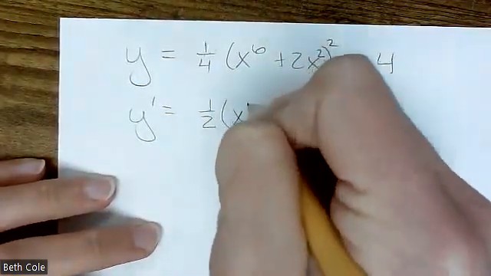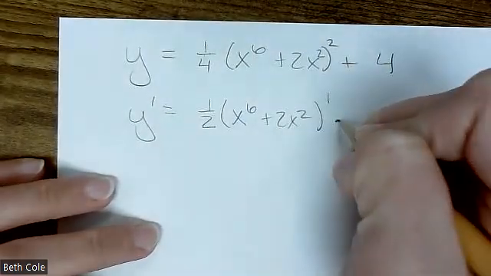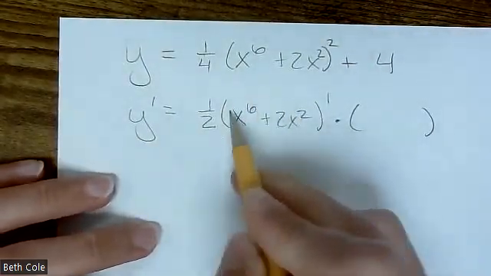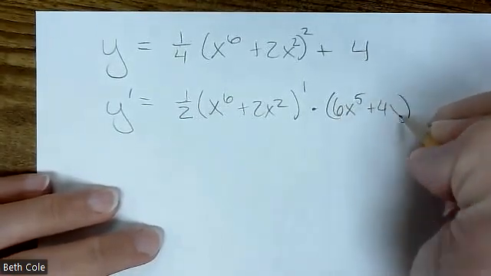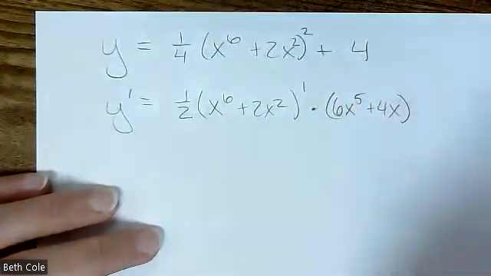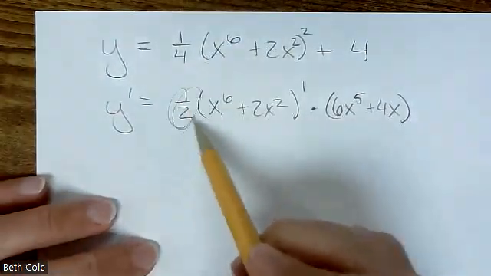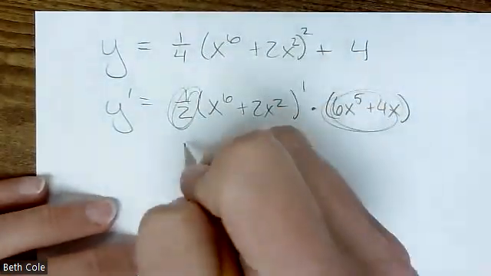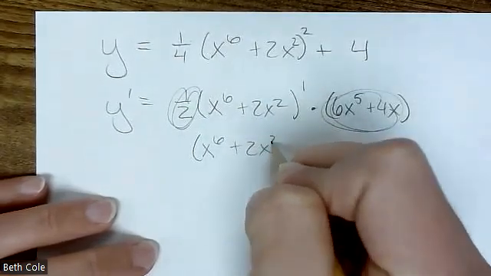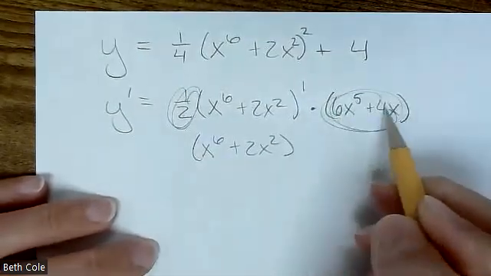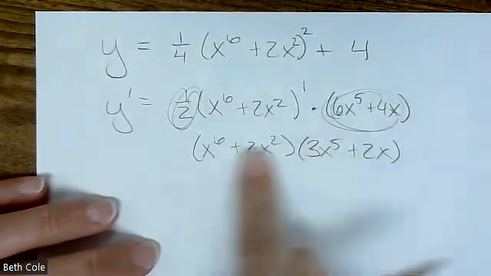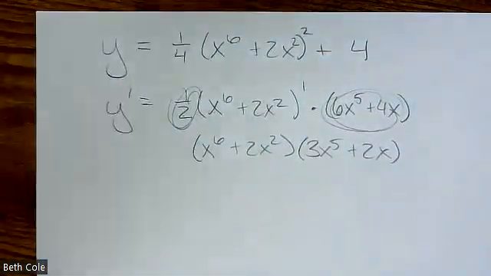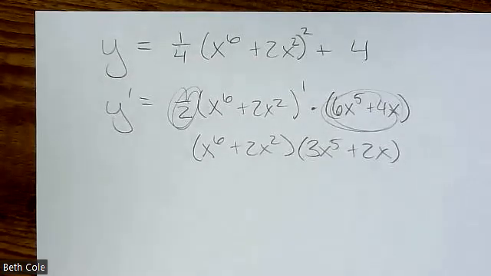You would keep the guts of it the same, and then you would chain on the derivative of that stuff, which would be x to the 5th plus 4x. This is a constant, so it's gone. And if you took 1/2 of this, what would you get? 1/2, if you distributed it through there. And do you see how that's the original problem? We did it backwards. We did an antiderivative.